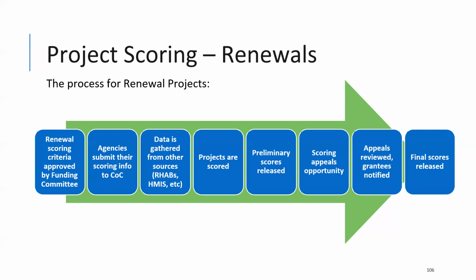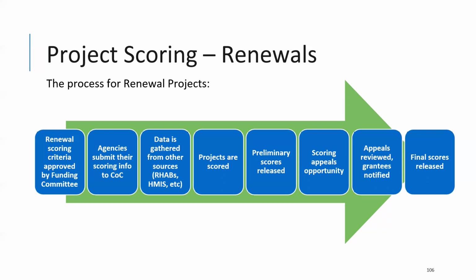So each grantee can review their scoring and say, is there anything in here that I need to appeal? Maybe there was an extenuating circumstance. Maybe there's something that the grantee thinks is an error. So we give time for folks to submit appeals. Then the appeals are reviewed by the funding committee, and the funding committee makes a decision about whether to grant that appeal or not, and then the grantees are notified. And finally, this culminates in final scores being released.